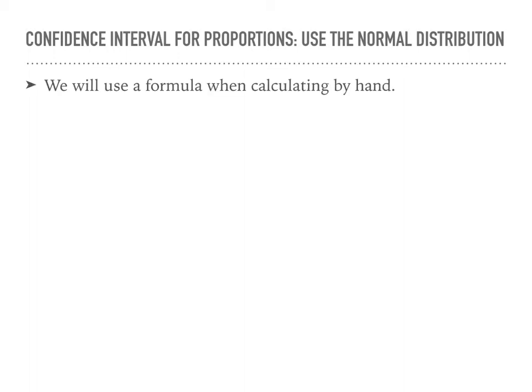We do have a formula that works well for calculating this by hand. p hat minus z times the square root of the ratio p hat q hat over n, and then p hat plus z times the square root of the ratio p hat q hat over n.